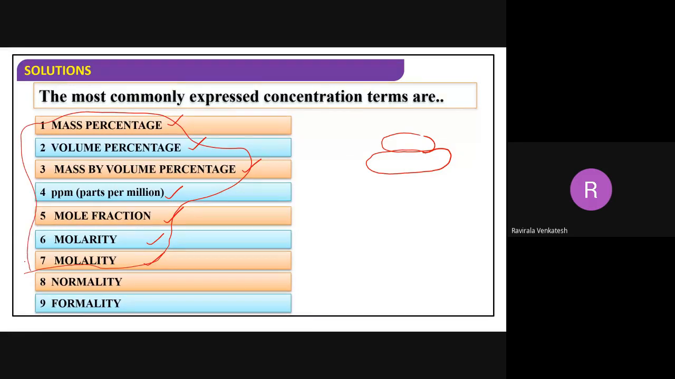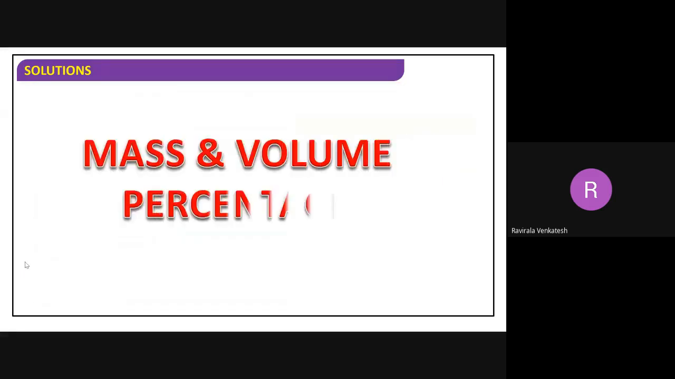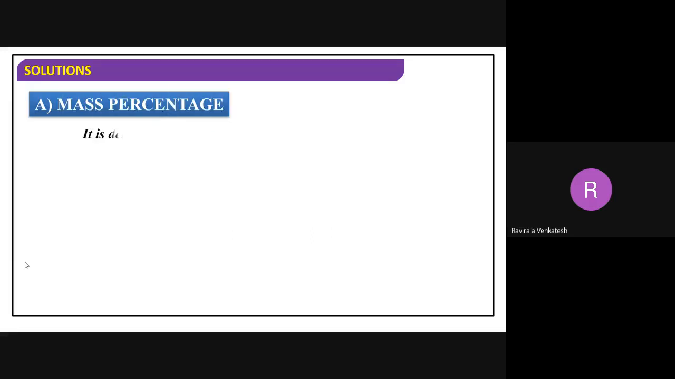So we'll again discuss and do some problems over these topics. Let me take mass percentage, volume percentage, and mass by volume percentage. First of all, we'll take the mass percentage method. Generally it is known as W by W percentage. Now, what is the meaning of W by W?